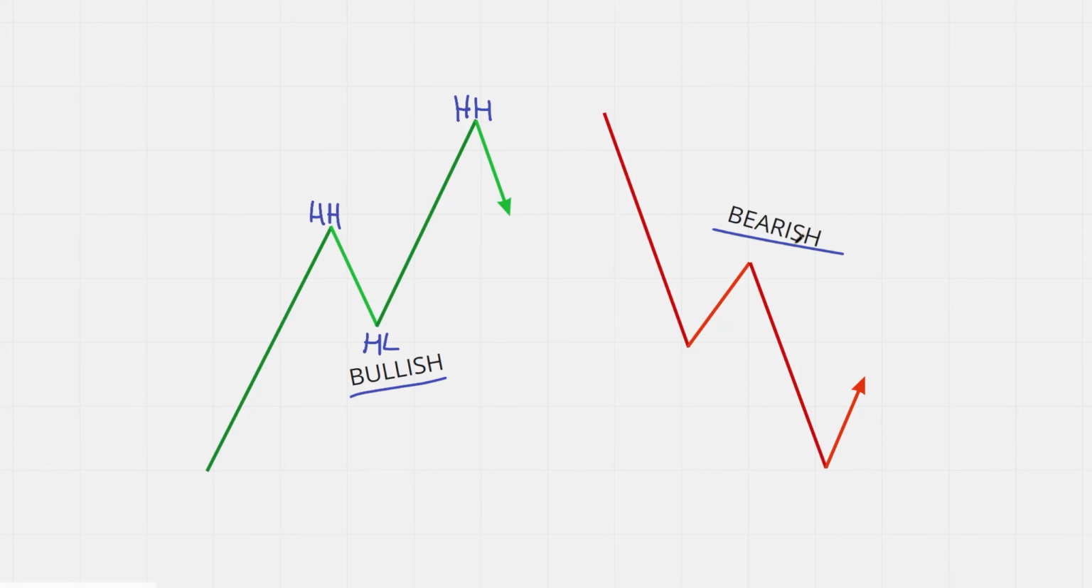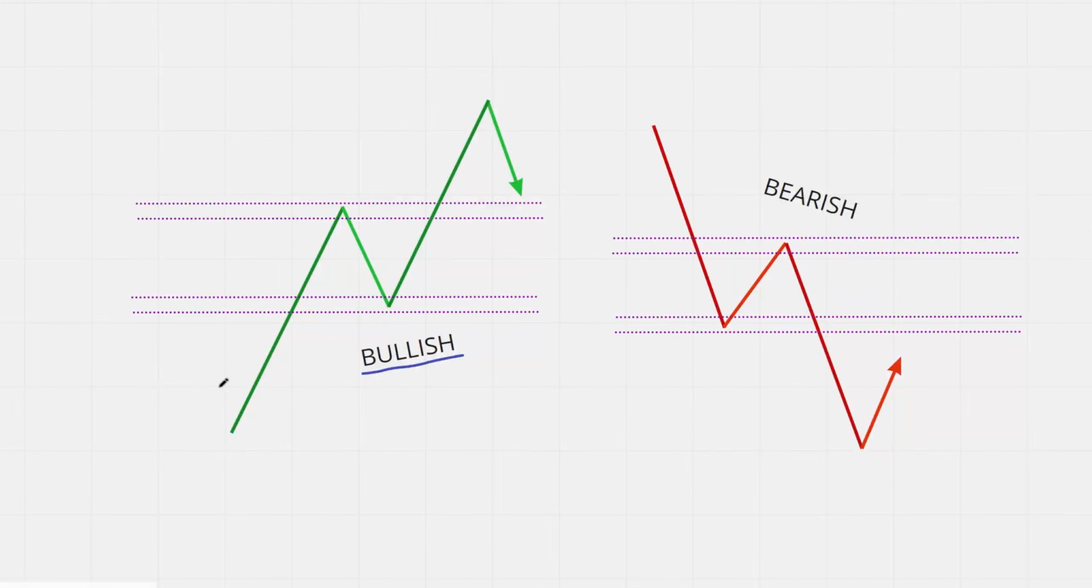The same can be said for the bearish trend, except it's the opposite, where you have a series of lower lows and lower highs. So essentially what's happening is that as price action is pushing to the upside and we form higher highs and higher lows, each time that we form a new high, a higher high, we're pushing past the previous high.